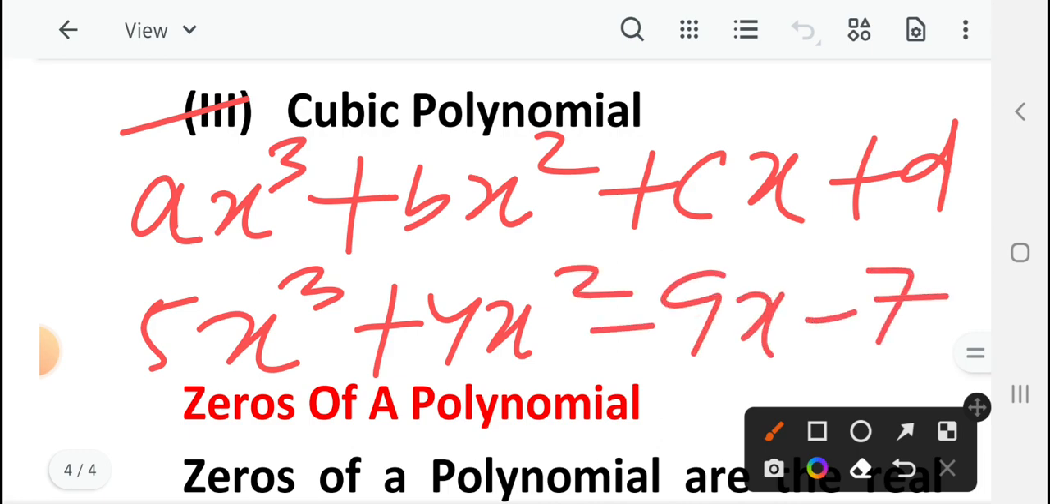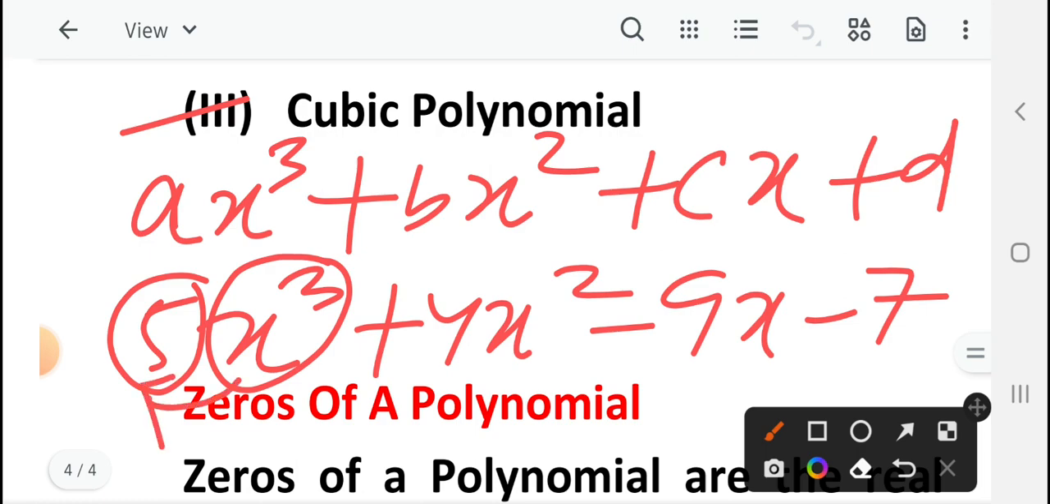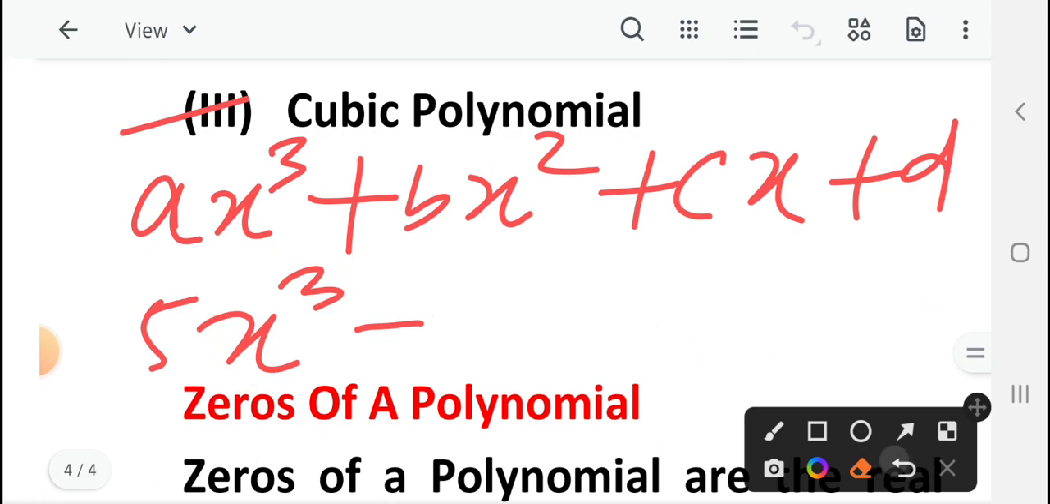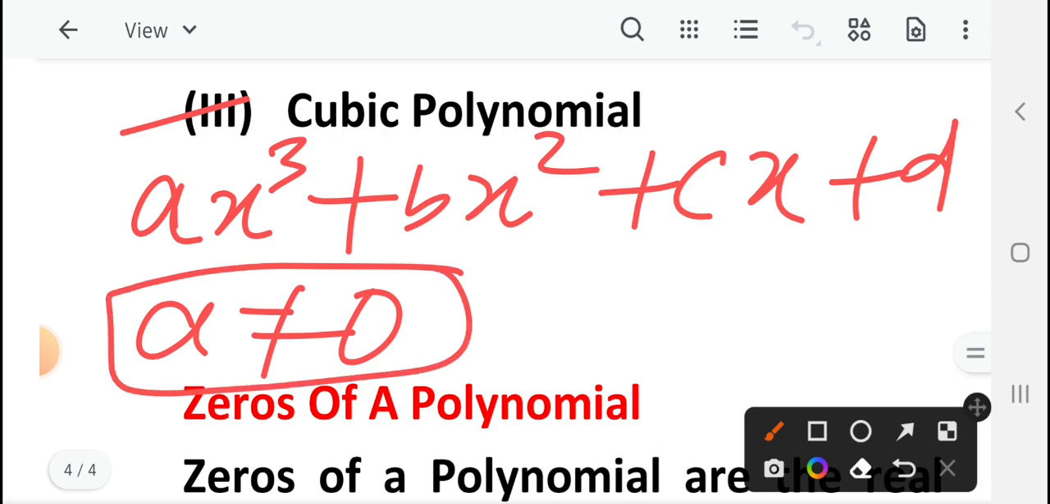So in this case a is 5, and you can cite many more examples of this kind of polynomial. You have to remember one thing: when you are citing examples of cubic polynomials, the coefficient of x cube, or whatever variable you are taking, should not be equal to 0. So the condition is, let me erase it, we will write the condition just below the polynomial. The condition is that a does not equal 0 in this case. A should not be equal to 0 to make it a cubic polynomial.